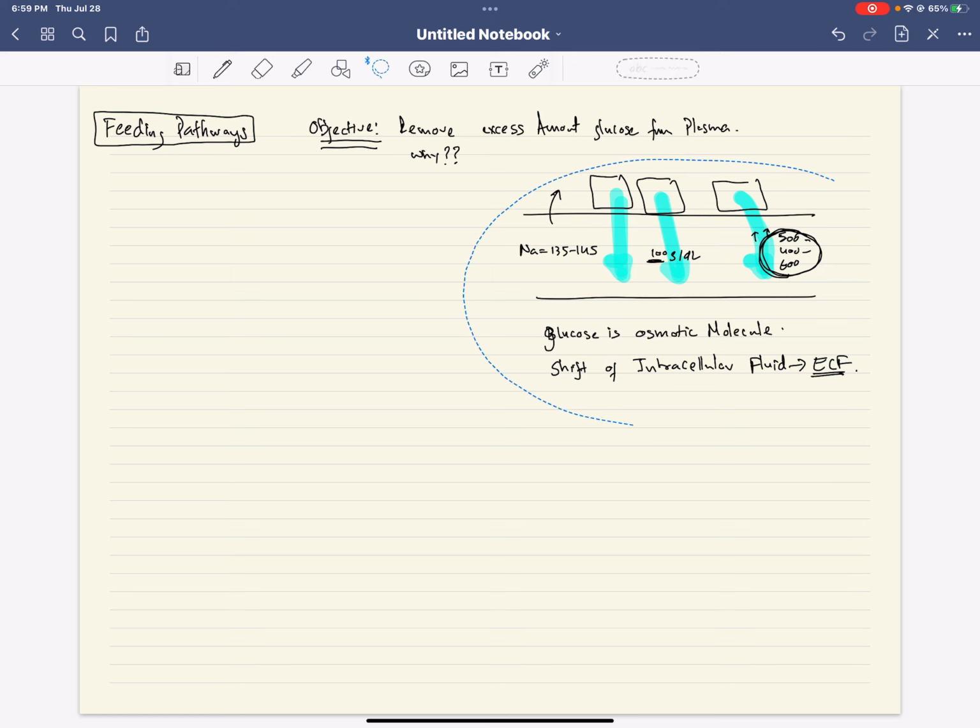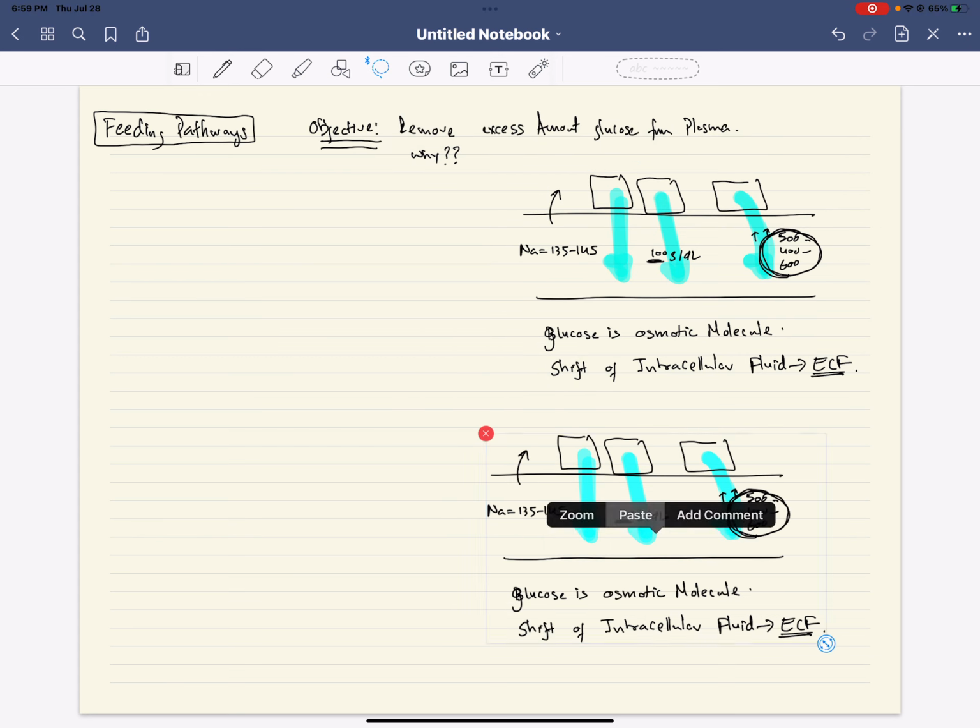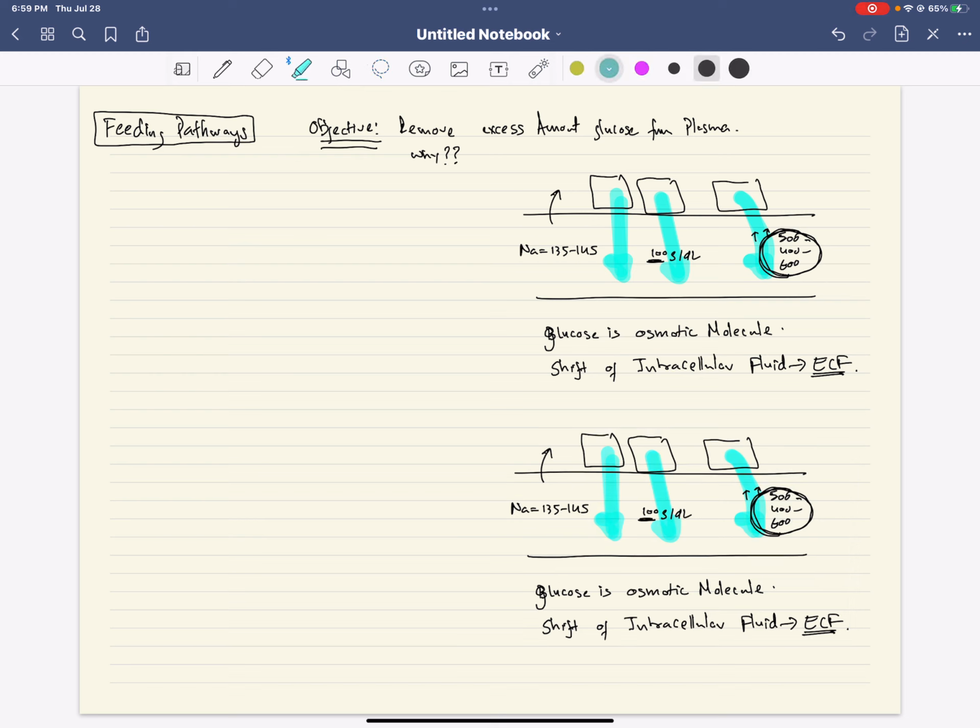So what you are actually doing to these cells is, let me just copy and paste here, right? What you are doing to these cells is you're shrinking them. So this is what happens. Originally your cells are like this, and now they're shrinking, right? Because you sucked all the water into the blood vessels.